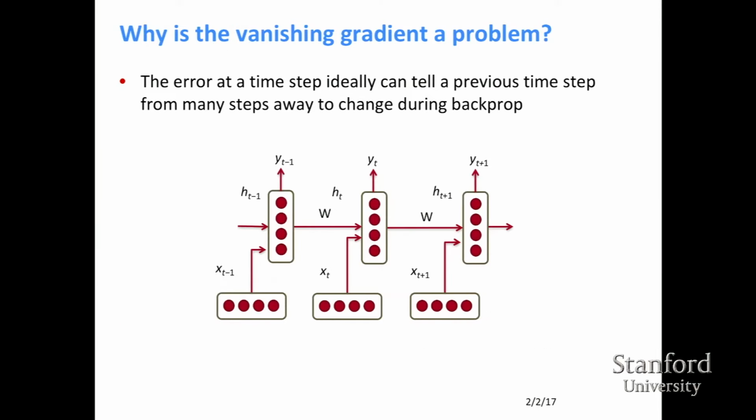All right, so now you might say this could be a problem. Why is the vanishing gradient problem an actual problem in practice? Basically, it prevents a word that appears very far in the past from having any influence on what we're trying to predict as the next word.